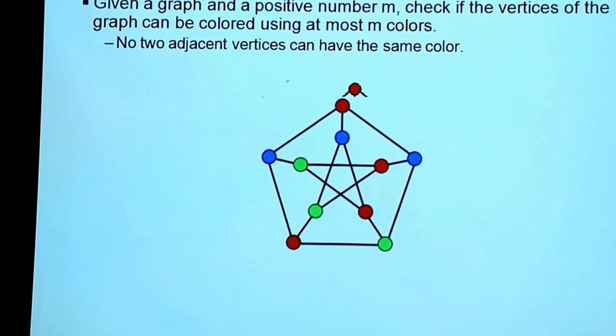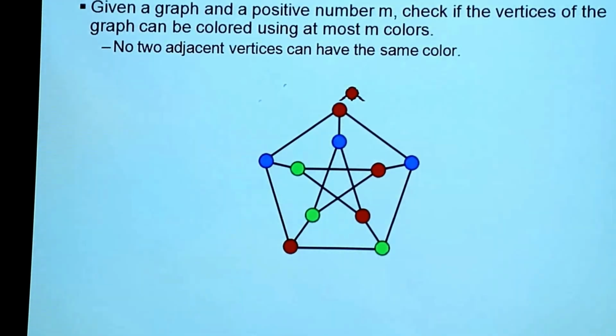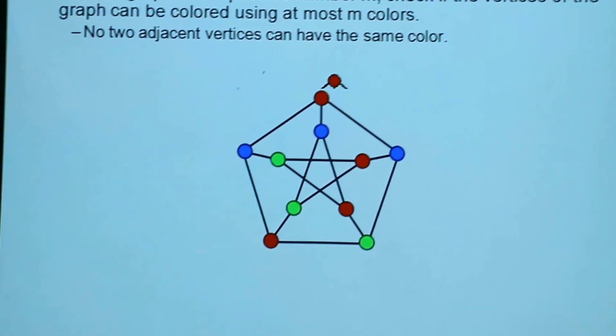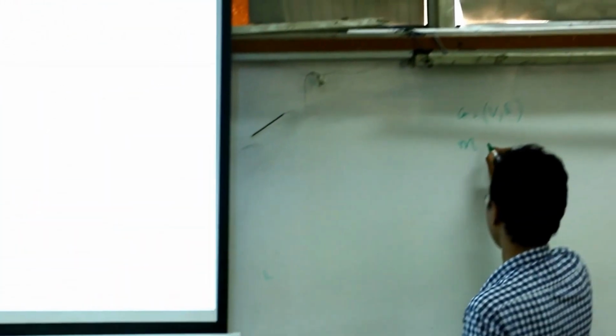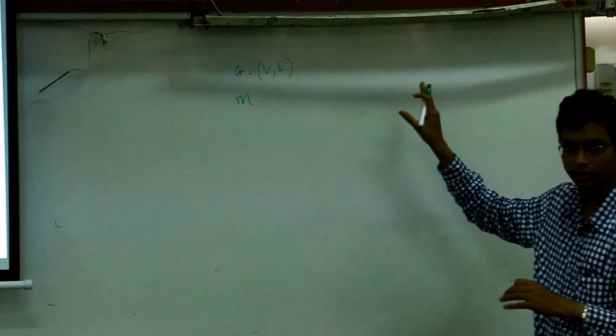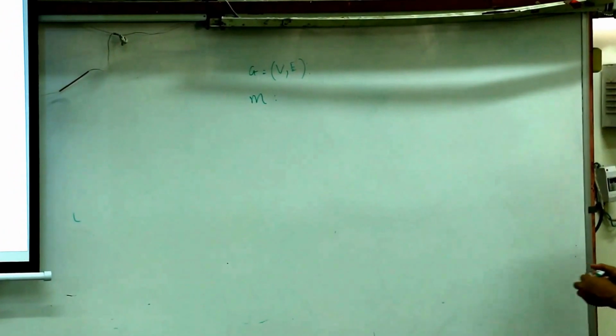So essentially you are given a graph G(V, E), and again you are given maybe a number of colors m, and you have to see whether you can color the vertices using at most m colors.